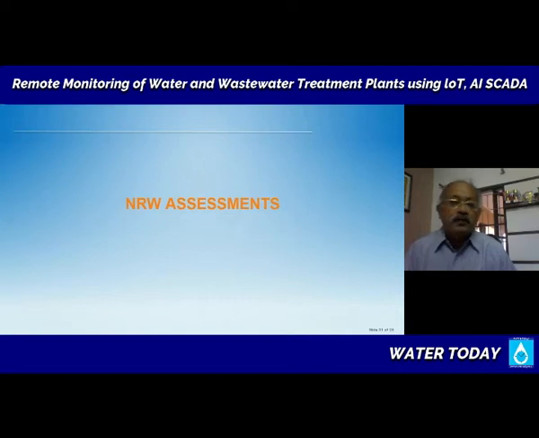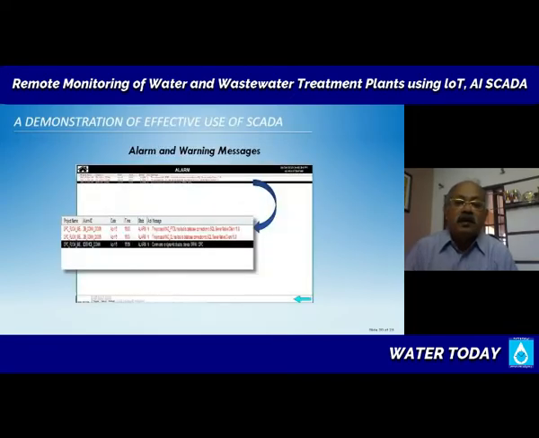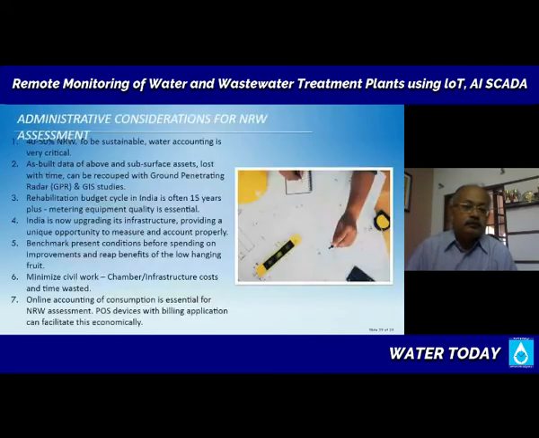NRW assessments. Now we will look at how the non-revenue water can be assessed in a water network. NRW means water that is taken from the source and yet it did not reach the targeted destination. It means the water is getting lost somewhere.